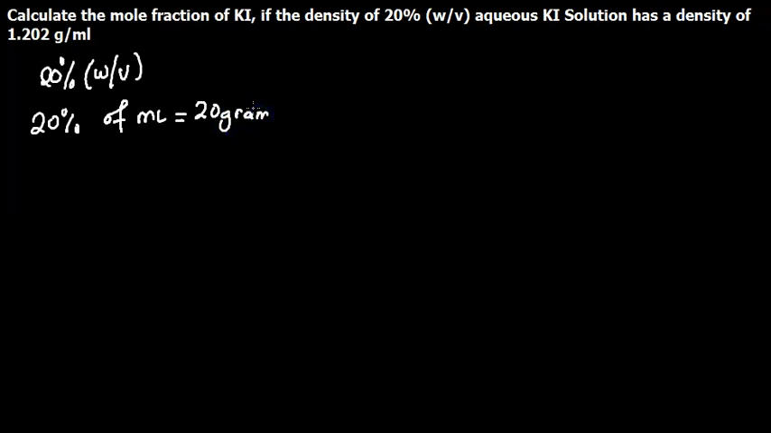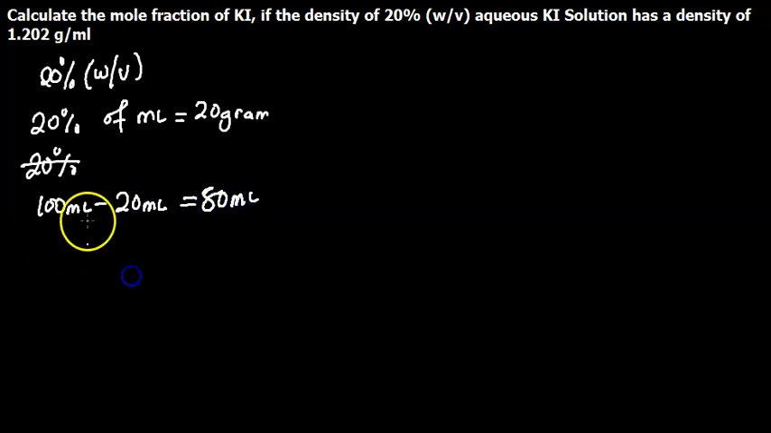The second thing we need to do is to know the mass of water in the solution. The mass of water in the solution is simply going to be 100 milliliters minus 20 milliliters, which is 80 milliliters, or you can say 100 minus 20, which is simply going to be 80 grams.